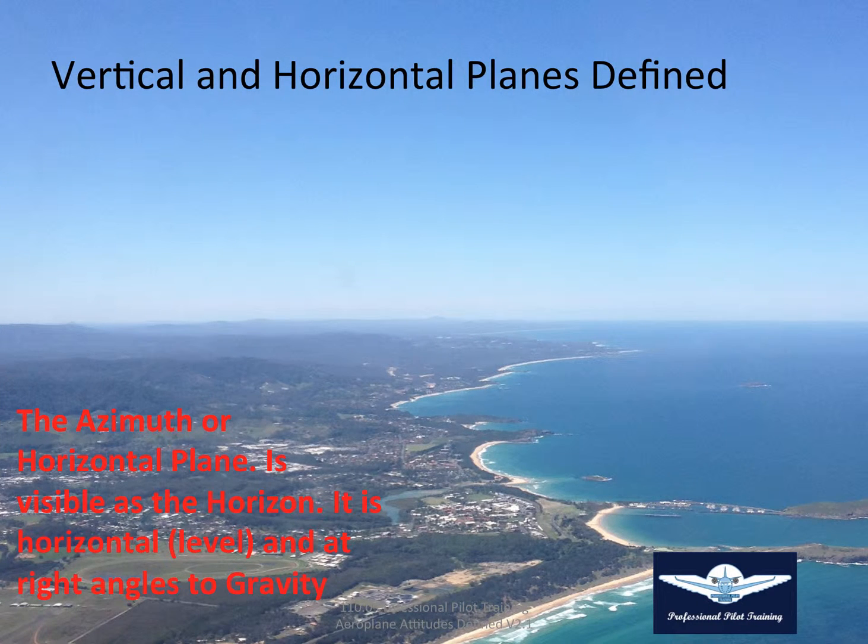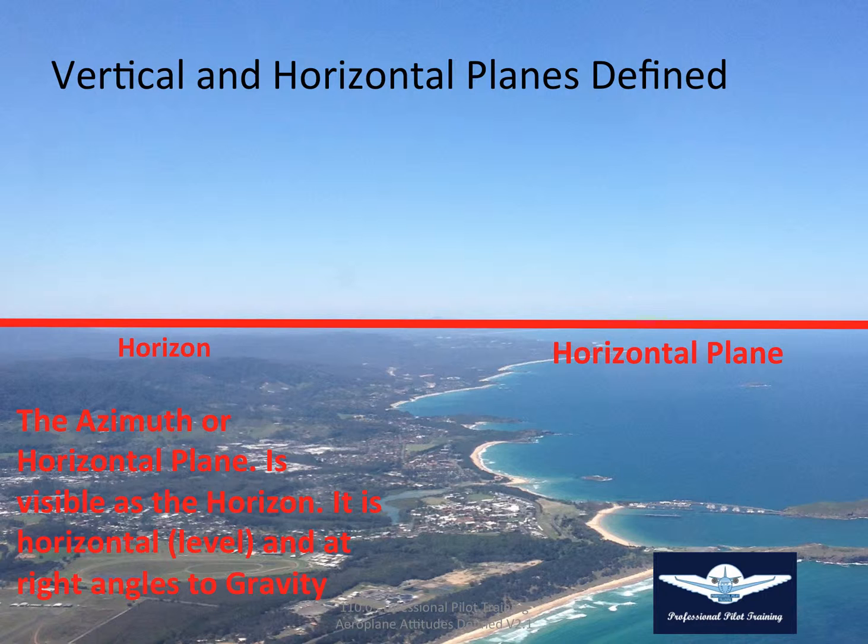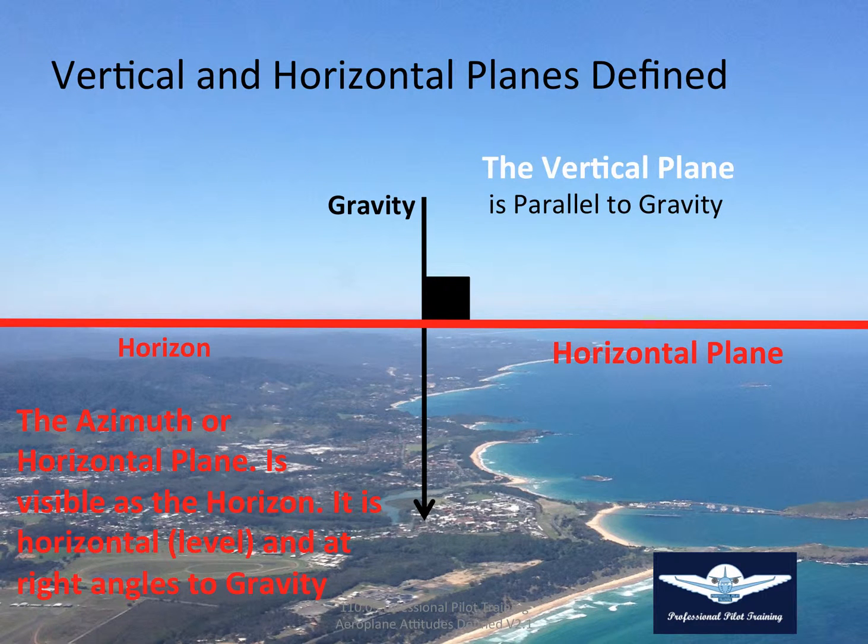The azimuth or horizontal plane is visible as the horizon. It is horizontal or level and at right angles to gravity, while the vertical plane is parallel to gravity. It is important to understand that when the horizon is not visible due to higher terrain between the observer and the horizon, or due to low visibility, the resulting skyline may not be horizontal. However, the horizontal plane is always at right angles to gravity. In low visibility, a pilot may need artificial instrumentation to determine the horizontal plane.